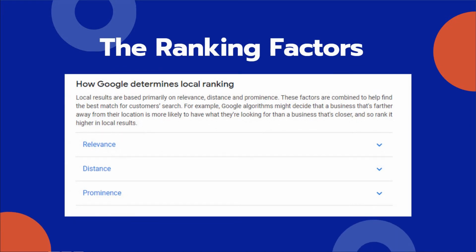Okay, so the great thing about Google is that they have outlined pretty clearly how Google determines local ranking factors. Now, it's broken down into three main sections, and that's relevance, distance, and prominence. You might have heard people saying that there are a myriad different factors that Google uses, sometimes up to hundreds, but realistically, most of these different factors can be broken down into one of these three major categories: relevance, distance, or prominence. And these are the three factors that we're going to be looking into today.